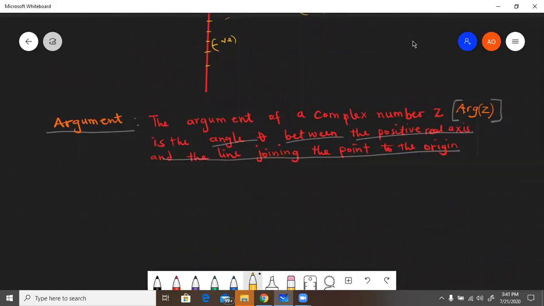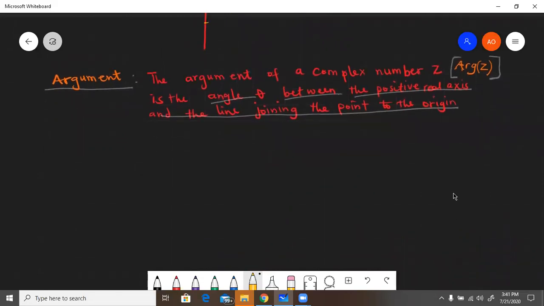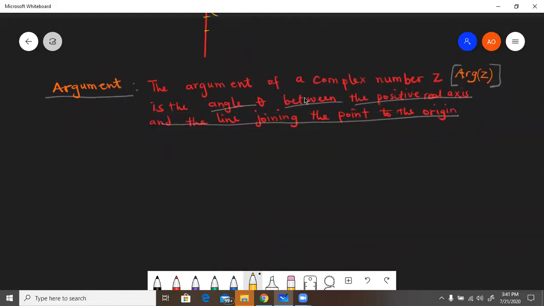So the second keyword is argument. What is argument? The argument of a complex number z is written as arg z. So if you're asked to find arg z, it means find the argument of complex number z. It is the angle theta between the positive real axis and the line joining the point to the origin.